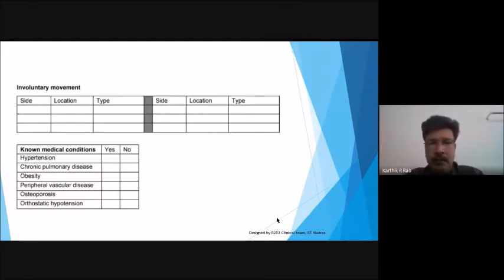And then we look at the known medical conditions, like hypertension, lung-related problems, obesity, and peripheral vascular disease, because all these things will have an impact on the choice of wheelchair, the size of the wheelchair, and the duration of standing.